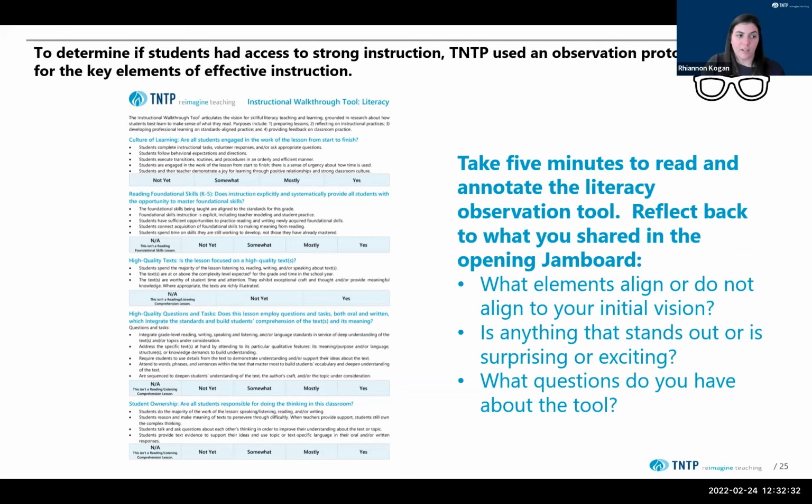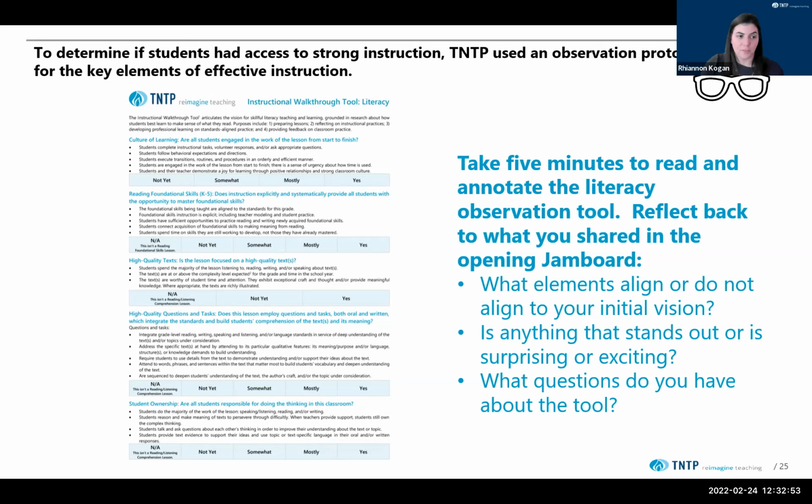Take notes and write down questions on anything that jumps out to you and reflect back to what you shared in the opening Jamboard. What aligns or doesn't align to the initial vision that you shared? Is there anything that stands out? Are there any lingering questions that you have? We're also going to put these questions in the chat for you so that you have them when we ultimately go into breakout rooms.